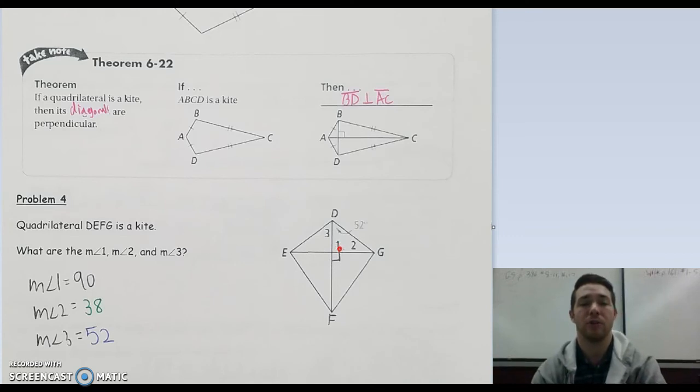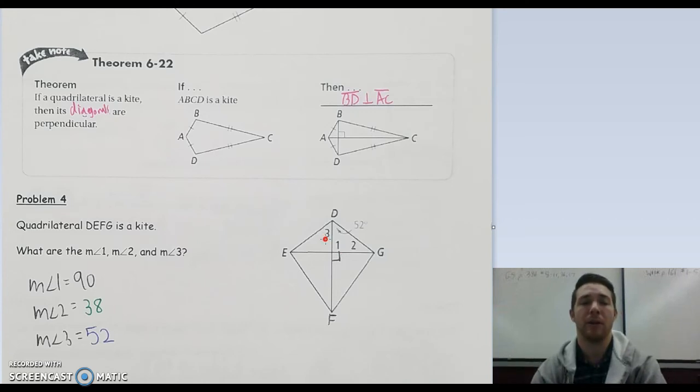To find angle 2, I can just add 90 and 52. And since I have a triangle here, I can just subtract both of those from 180. That gets me the leftover part of that triangle, angle 2. That's going to end up being 38. Because again, if I do 38 plus 52 plus 90, that should make 180 for that triangle.